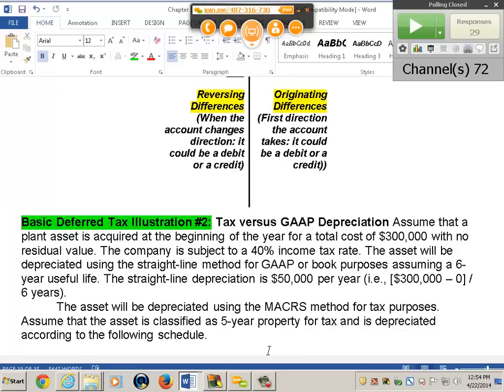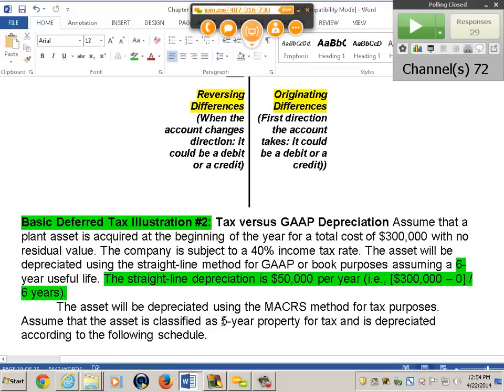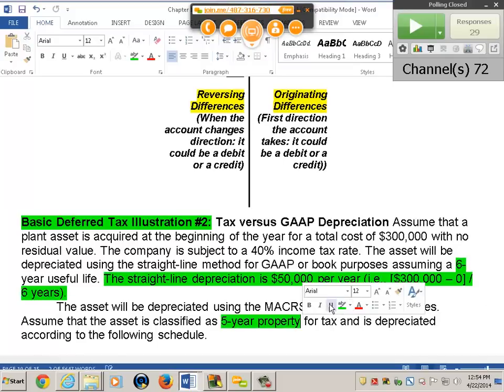Let's say you have a plant asset with a cost of $300,000, no residual. The company is subject to a 40% tax rate, and the asset is going to be depreciated using straight line for GAAP on a 6-year life, and I want you to see this assumption carefully. It's a 6-year asset for GAAP, and the straight line depreciation, of course, would be $50,000 per year. For MACRS, we're using 5-year property.